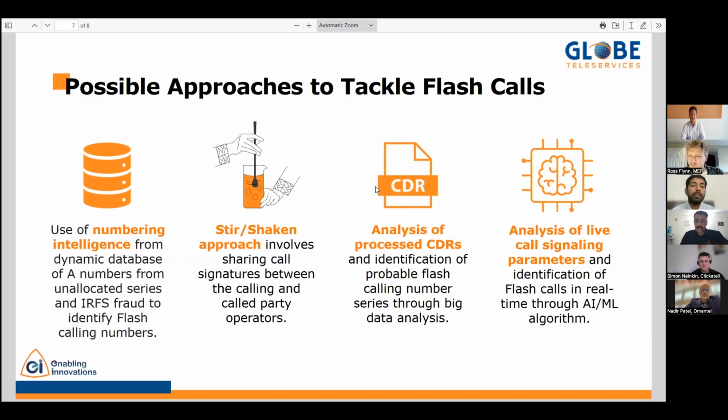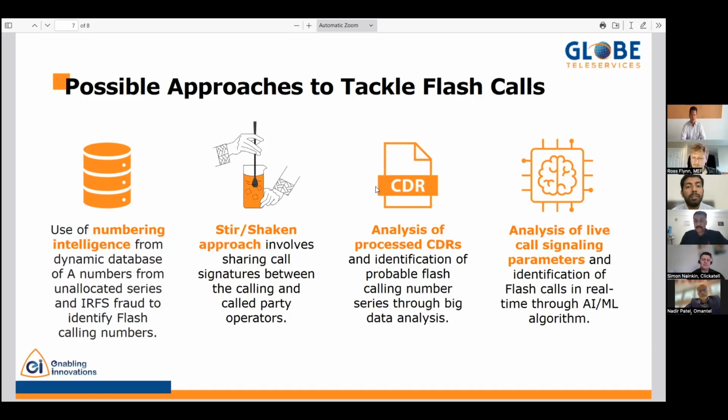If operators are able to find mechanisms to get this numbering intelligence, yes, that's definitely one way to identify possible fraudulent flash calls. However, this also becomes a static activity beyond a point, because as expected, the fraudsters have a number of ways to circumvent this.